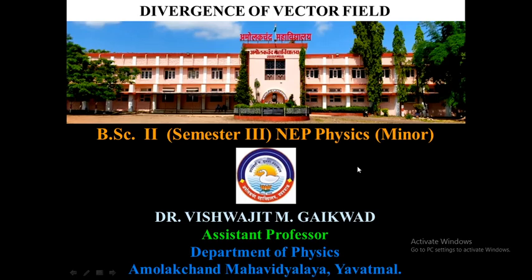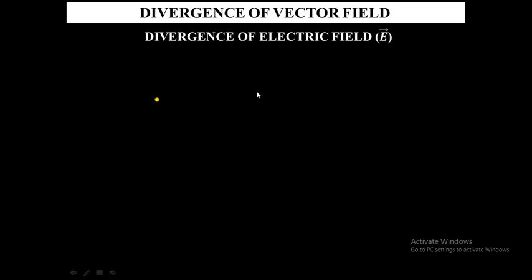Hello students, today we are going to study the divergence of vector field. So, divergence of vector field. Consider an example of electric field, that is, divergence of an electric field. Suppose this is a point charge and electric field lines originate from this point charge and are directed outwards from this point. So it means that the electric field lines are spreading away from this point charge.